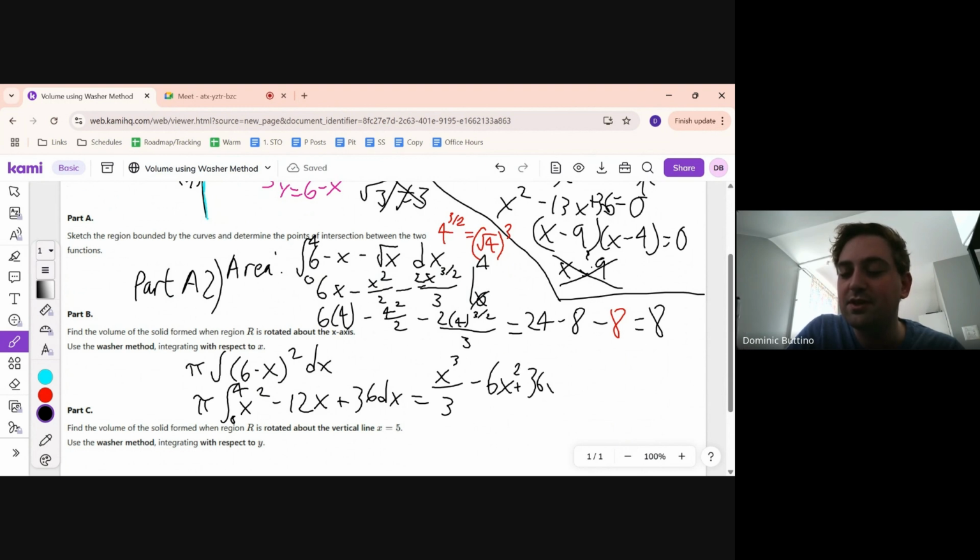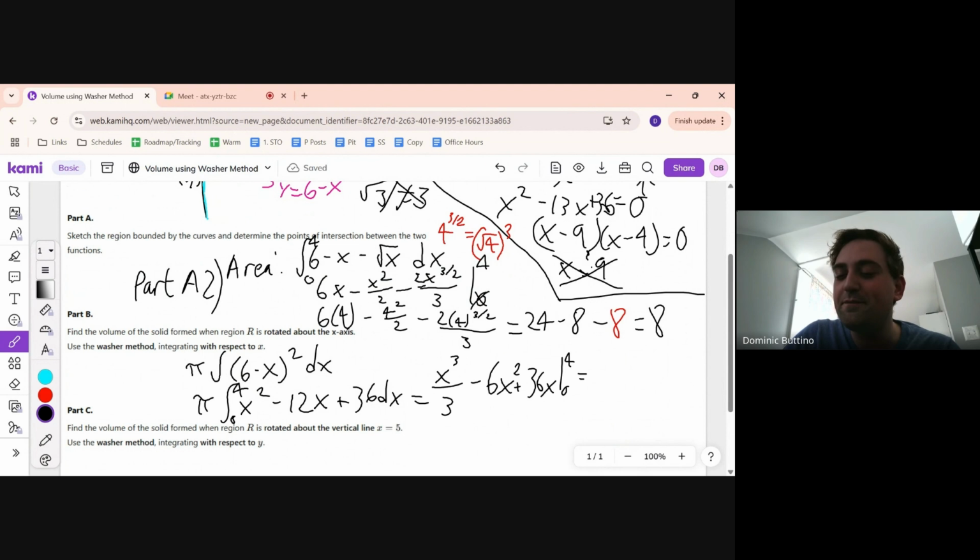Oh, sorry, that was the x squared. 36x. And the constant doesn't come in. Why? Because what type of integral is this? This is a definite integral, meaning it has bounds. So, the constant would kind of wash away. Haha, little washer pun.